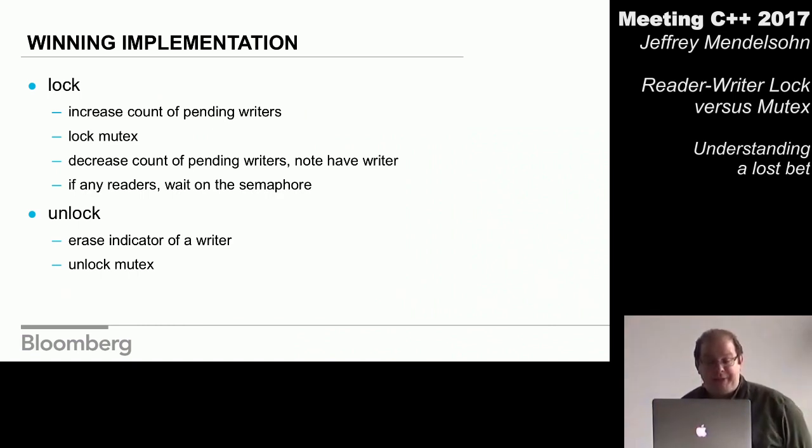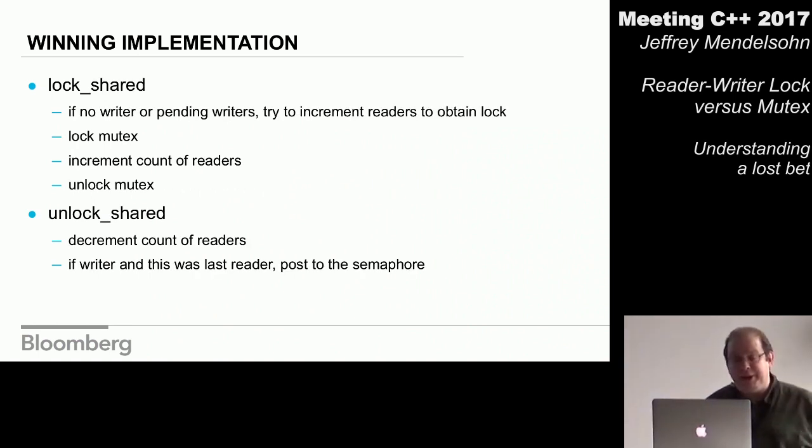On the unlock side, the writer will come in, he'll erase the fact that there is a writer, and then he'll unlock the mutex, allowing other people to acquire the mutex. Pretty straightforward, I hope. On the lock shared side, on the reader side, we'll do a short circuit first. If there's no pending writers or active writers, we're just going to increment the number of readers and attain the lock. That's proved to be an important optimization for this lock to outperform mutex on some platforms.